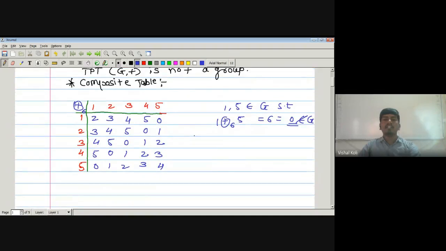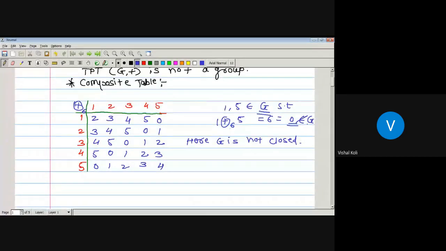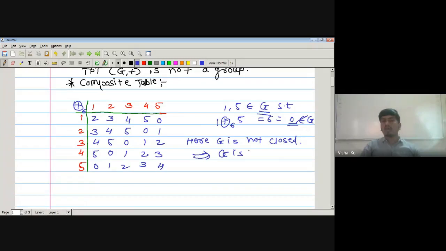Therefore, G is not closed, since a set under a given binary operation must be closed. As it is not closed, it is not a group. G is not a group with respect to addition.